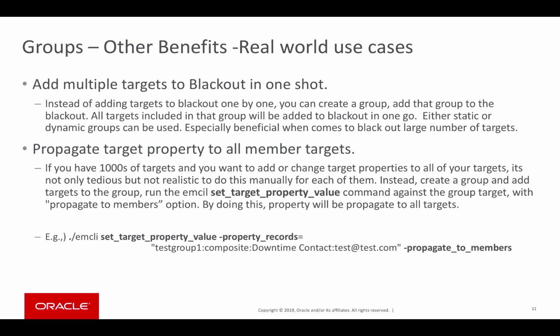So here you can run an emcli command that's shown in this example. The point is to use the optional parameter propagate to members, and this will change target properties to all the targets in that group one shot. An example command showing here in this slide is when a customer needed to add downtime contact target property to thousands of their database targets so that they can use the always-on monitoring feature to monitor them during their planned downtime. There are several ways to do so, but what worked the best for them was to run this command.